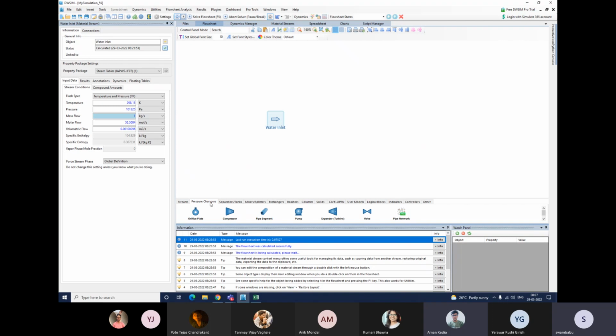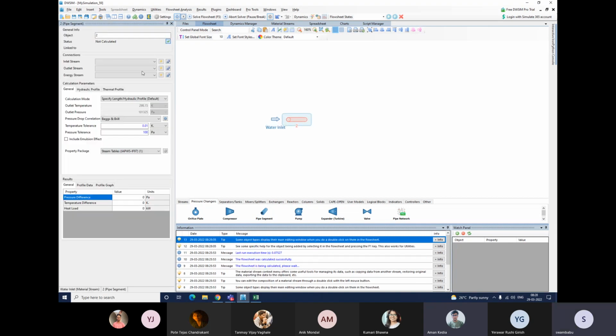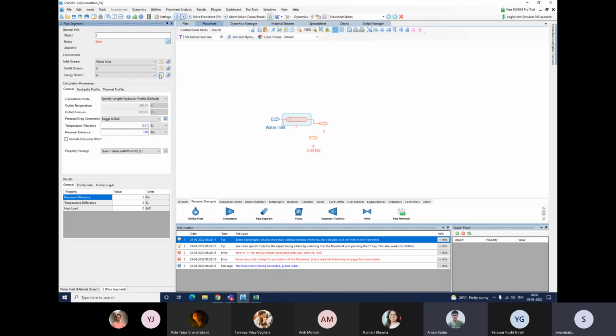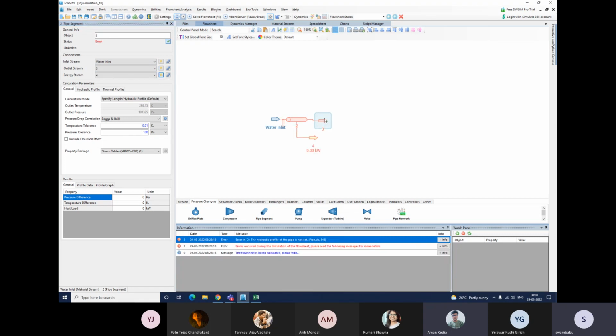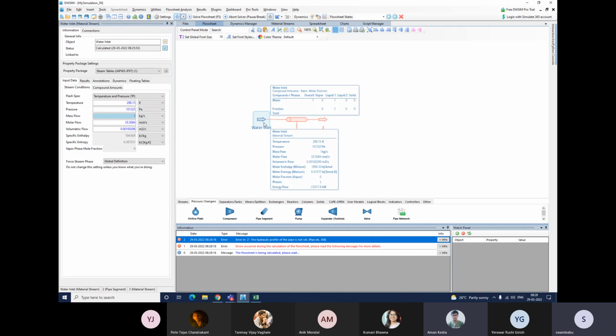So we go to pressure changes. We have orifice plate, compressor, pipe segment, pump, and expander, which is basically a turbine, and we also have a valve. We need the pipe segment because we have the pipe. The pipe inlet is the water inlet. The outlet stream is not there, so we'll create an energy stream. We have to create it because sometimes we can have a lagged or insulated pipe, and at that time the energy stream is helpful.